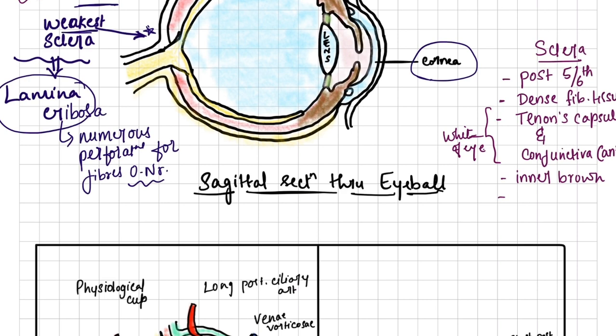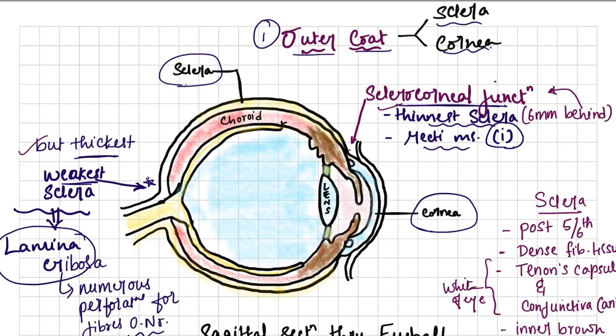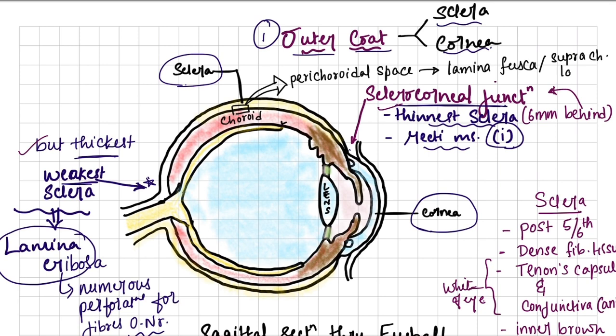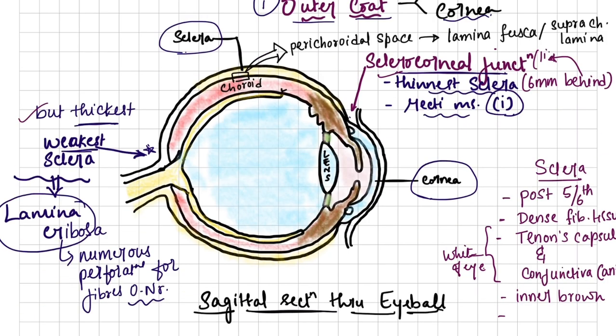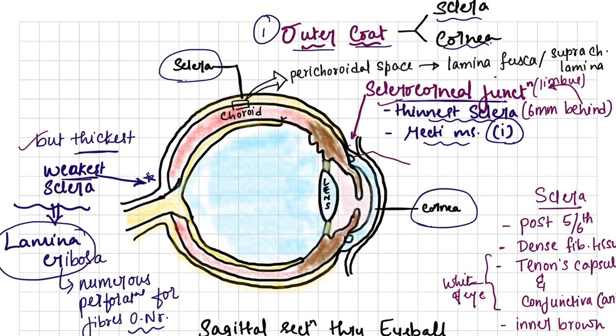The inner portion of the sclera is a bit brown in color, and between the sclera and choroid there is a perichoroidal space. In the perichoroidal space there is a lamina, the lamina fusca, which has another name, suprachoroidal lamina. I told you limbus is another name for the sclerocorneal junction. Now the canal of Schlemm is present there, which has the function of draining the aqueous humor.